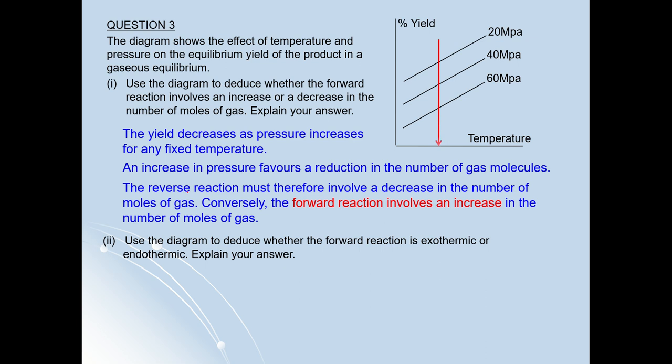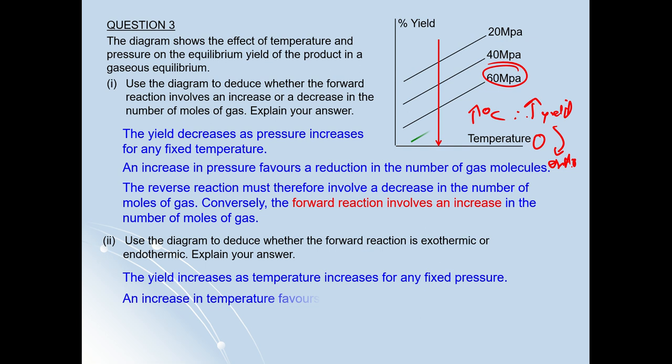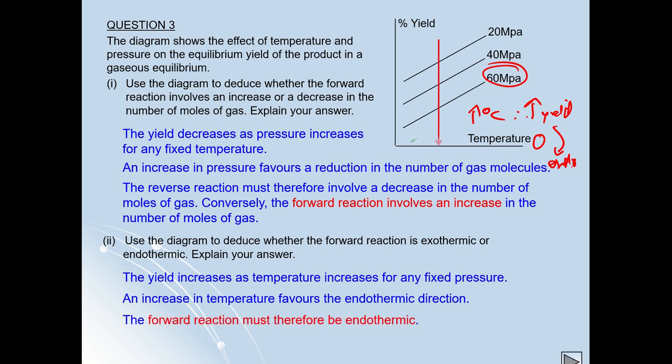Okay, so the next thing is use the diagram to deduce whether the forward reaction is exothermic or endothermic. So this time we're looking at temperature. We look at a constant pressure, so we'll just take one pressure line. As I increase the temperature, I also increase the yield, and that, as we said earlier, is reflective of an endothermic reaction. So the forward reaction in this instance is endothermic. Our explanation is very simply that as we increase the temperature, we increase the yield, and that is typical of an endothermic reaction.